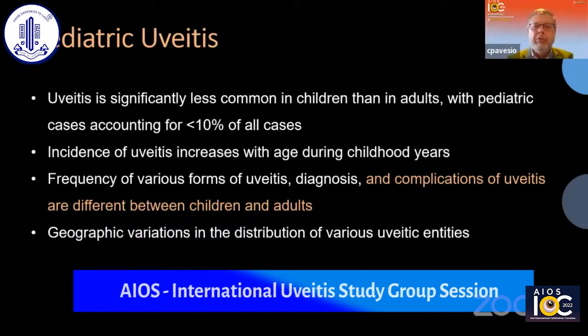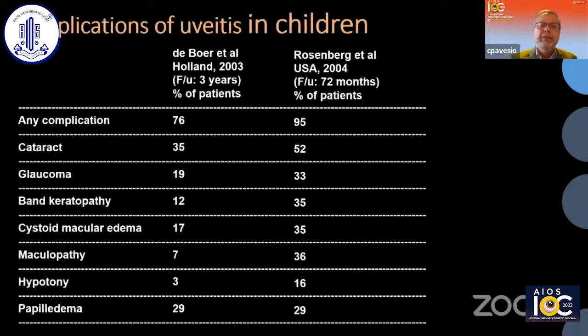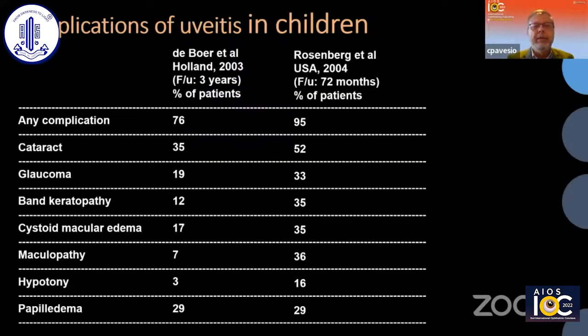The important thing to note is that the frequency of the various forms, the diagnosis, and the complications will be different between children and adults. We have to take into account geographic variations. These are two papers from quite some time ago, but they show that, amongst all the complications reported, cataract is the most frequent complication associated with uveitis in this pediatric group.